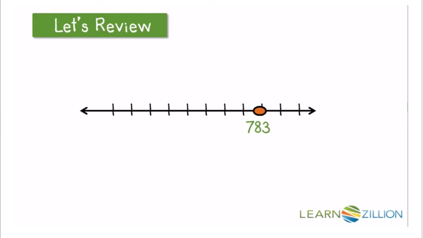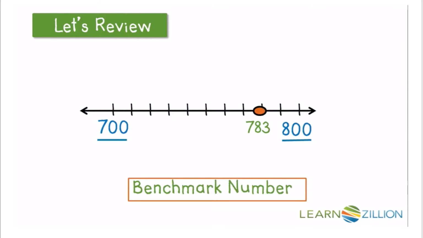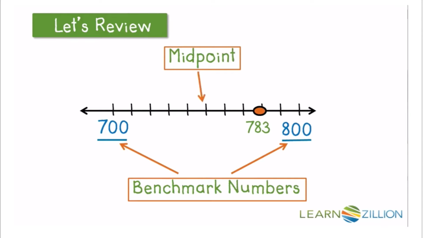Let's review. Here we have 783 on our number line. 783 is between 700 and 800. These are our benchmark numbers. The midpoint is the number that's halfway in between our benchmark numbers. 750 is halfway between 700 and 800. The 5 lets us know that this number is right in the middle.